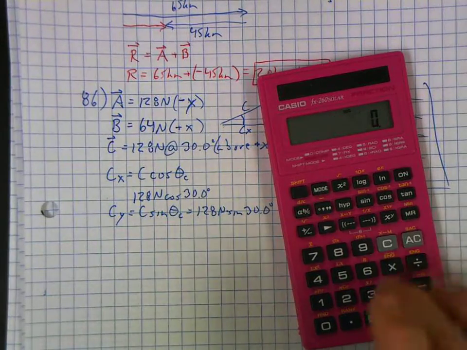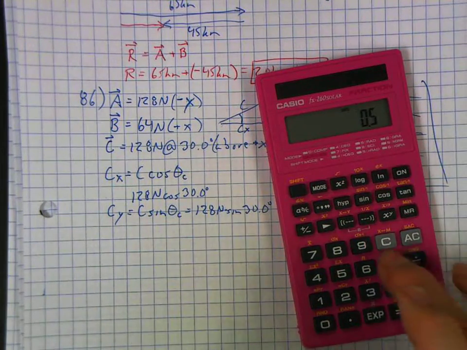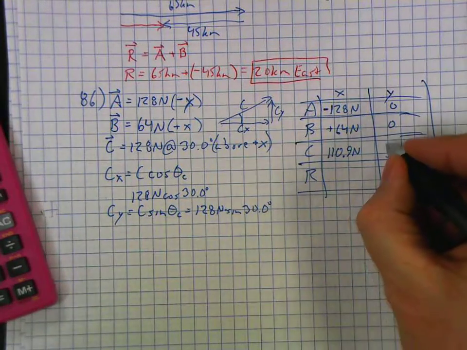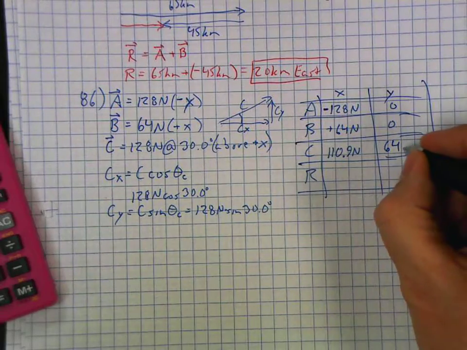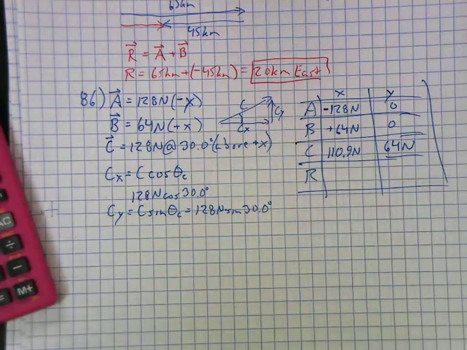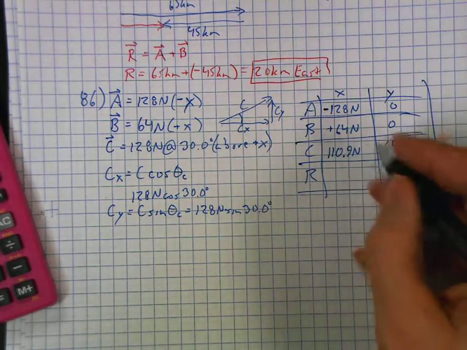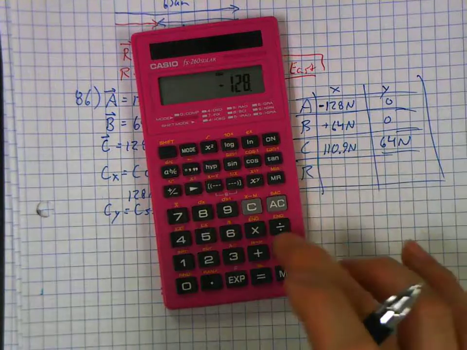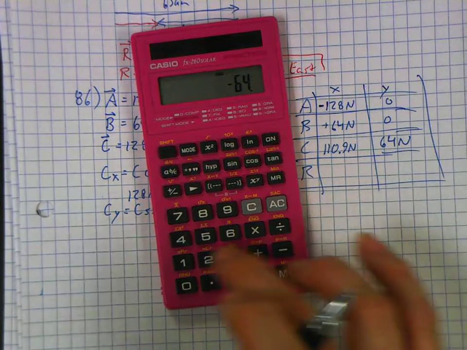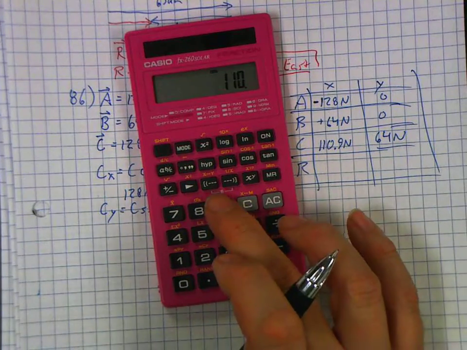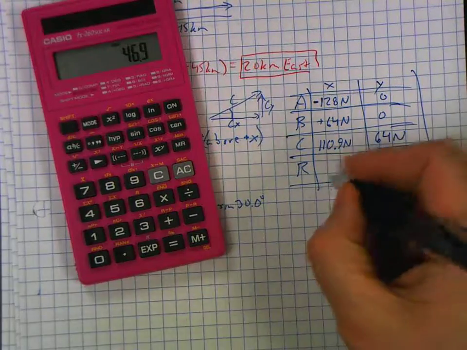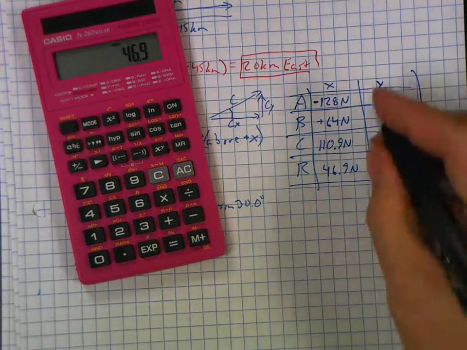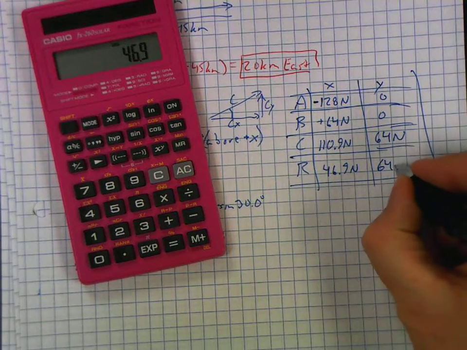Okay, calculator. 30 sine times 128 is 64. Nice even 64. 64 newtons, and it was definitely up, so that's positive. So at my resultant over here in the x-axis, 128 being negative, plus 64, plus 110.9, 46.9 newtons. And my y-axis, well, that one's easy, 64 newtons.